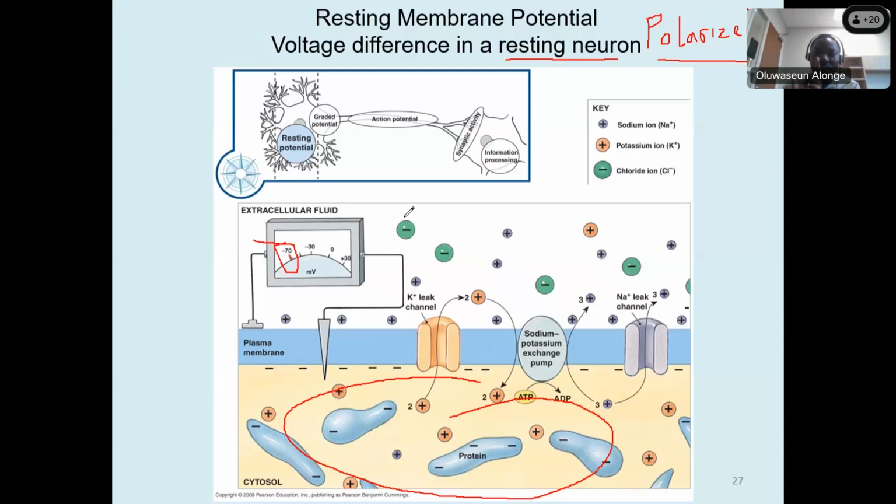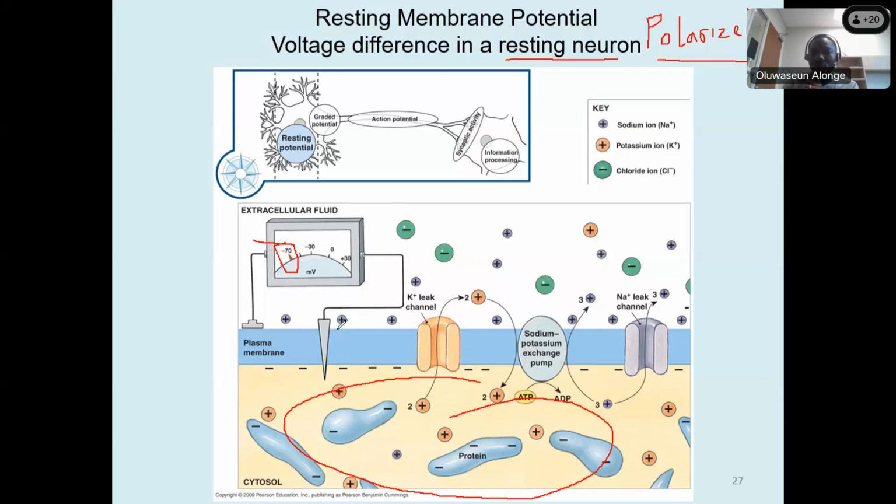So that means resting membrane potential is a polarized membrane. We'll take that again. A resting membrane potential is a state when the inside of the cell is more negative than the outside. That is being polarized. So when a cell is polarized, we say it is in a resting membrane potential. The resting membrane potential specific for this neuron is negative 70.